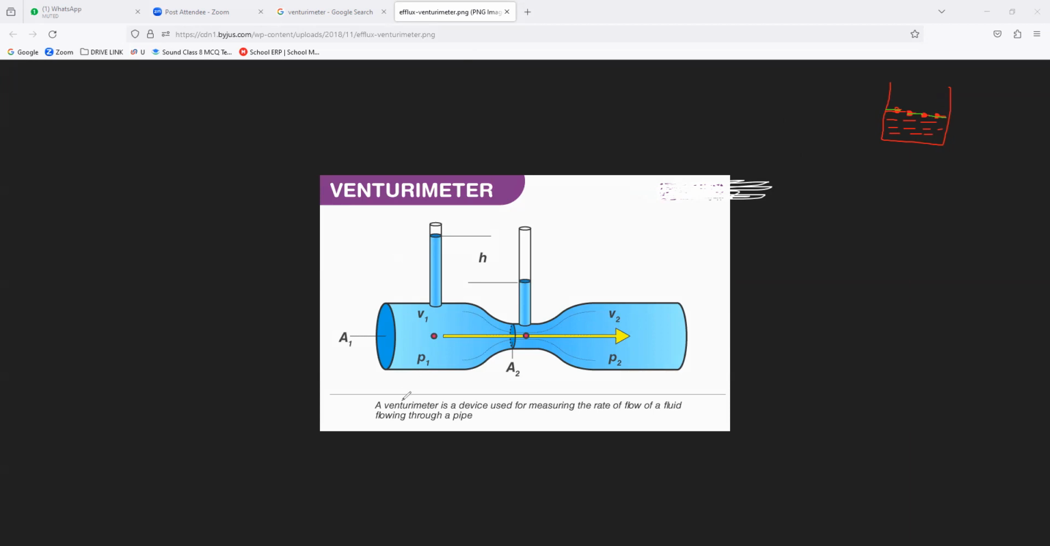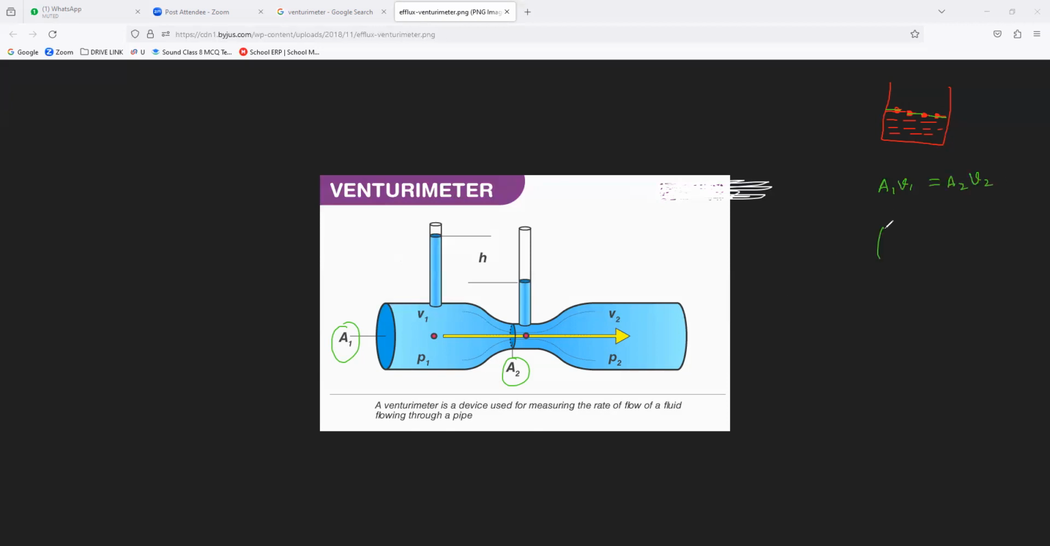But now if you consider here, this is what we used to call a venturimeter. Let me consider this area of cross section is A1 and this area of cross section is A2. We all know from the law of continuity that A1 into V1 is equal to A2 into V2.